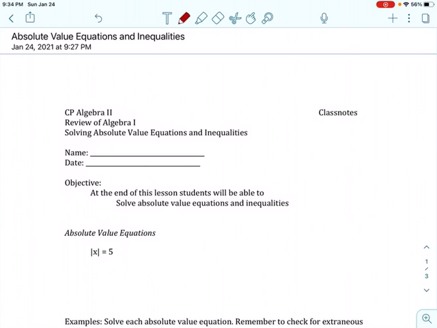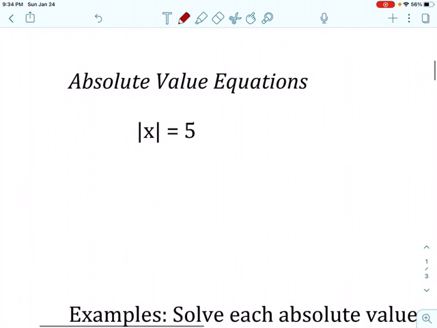Solve absolute value equations and inequalities. So let's talk about equations first. So here I have the absolute value of x is equal to 5. Now remember, when we talk about absolute value, we're talking about the possibilities of the expression in between those bars. And remember, those bars tell us to do something. They tell us to take whatever's inside there and make it positive. So remember, it represents how far something is from 0.